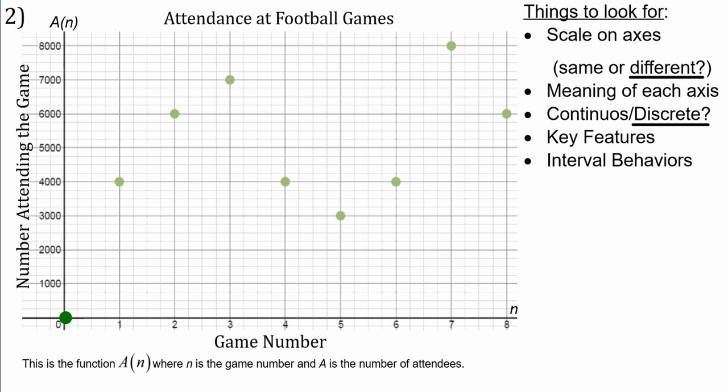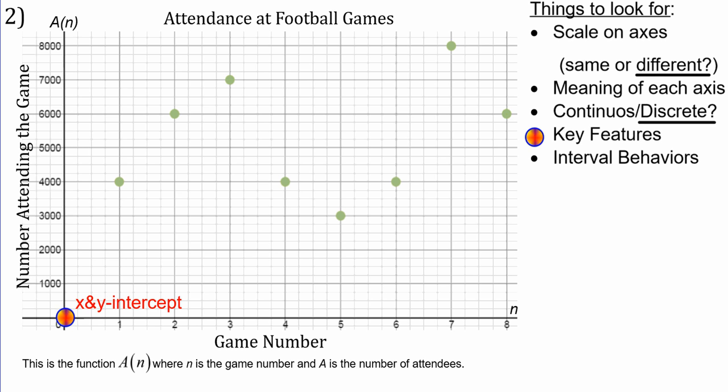Do we have any key features? X-intercepts, Y-intercepts, local maximas or minimas? Yes, we have an X-intercept and a Y-intercept. They happen to be at the same point. And again, interval behaviors, increasing, decreasing. Well, because this is a discrete function, they don't exist. We cannot talk about it that way, so we're not going to be able to answer questions on that. So this is just getting used to the graph and what it tells us. Now let's get to the analysis.